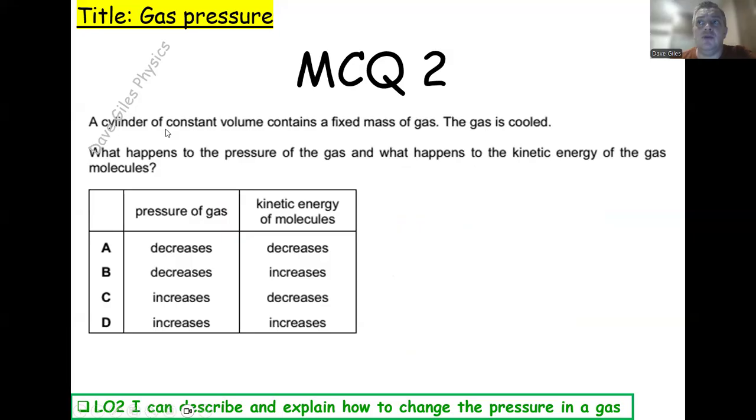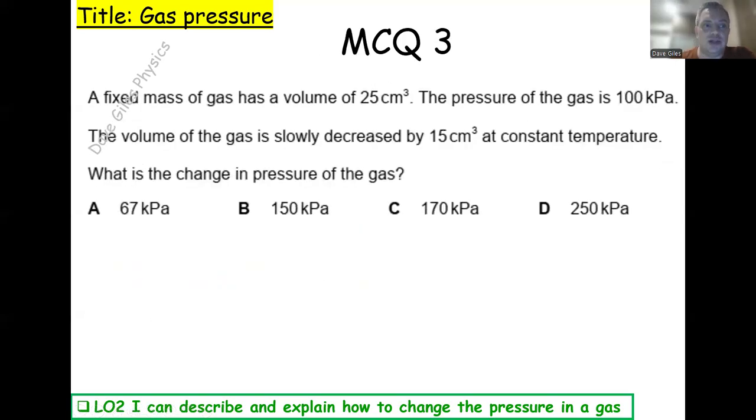Second question. A cylinder of constant volume contains a fixed mass of gas. The gas is cooled. What happens to the pressure of the gas and what happens to the kinetic energy of the gas molecules? So when you cool it down, you get two things happening. The pressure decreases and the kinetic energy also decreases. So the answer is A.